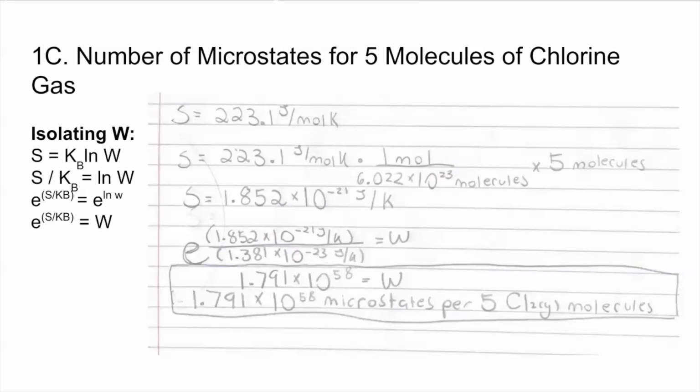A microstate is a unique arrangement of molecules or particles. To solve for the microstates, we used Boltzmann's equation and isolated W. Then, we plugged our S value and Boltzmann's constant back into the equation to solve for a value of W.